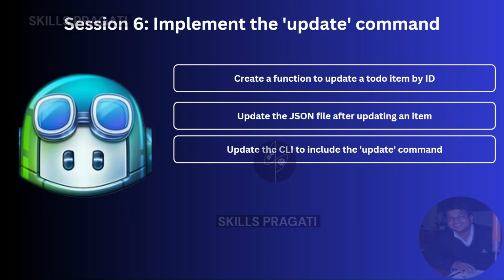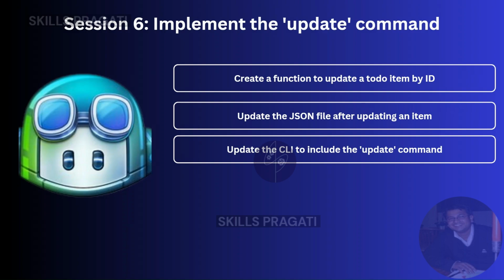This involves modifying the CLI setup, likely in the todo.py file, to recognize and handle the update command. This means defining a new command in click that triggers the function created in the first task, allowing users to update to-do items via the command line.